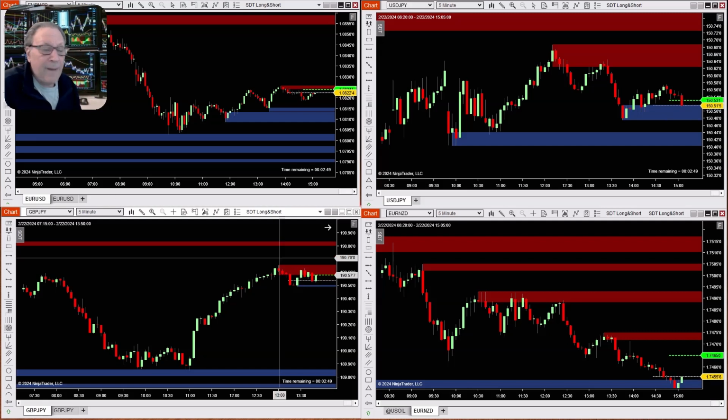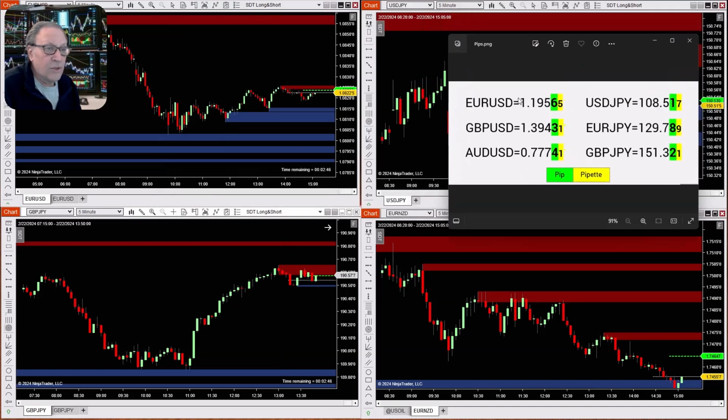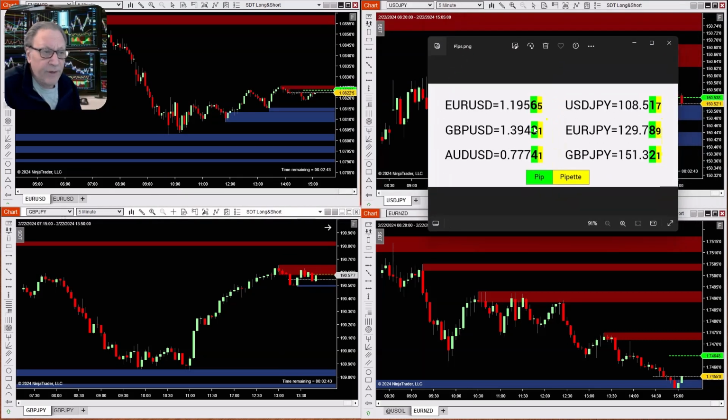Now let's talk about lot size, but hold on, before we do that, let me pull this down here so that you can take a look at it and even screenshot it, okay?